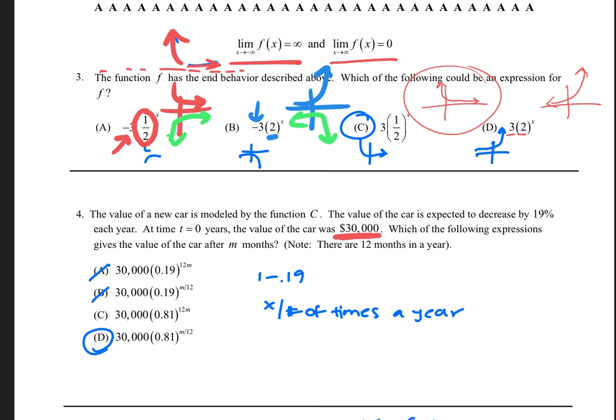So now we're going to the next one, and the next one is a decrease. If it's an increase, it'd be 1 plus it. If it's a decrease, it's 1 minus it. So 1 minus 0.19 means that the base has to be 0.81. Now I've ruled out A and B, okay?